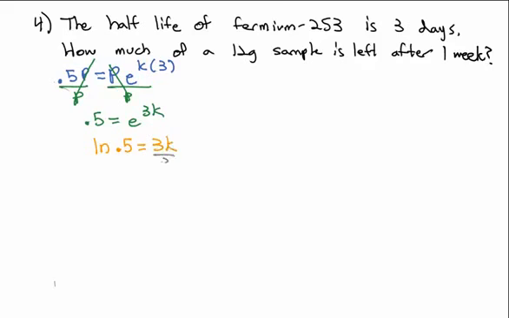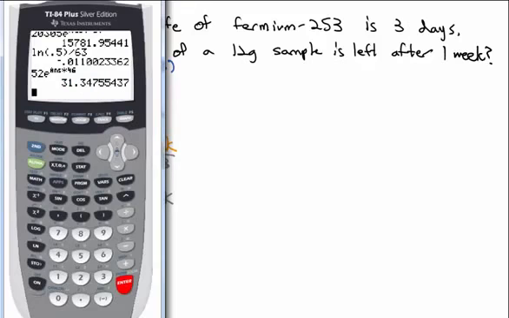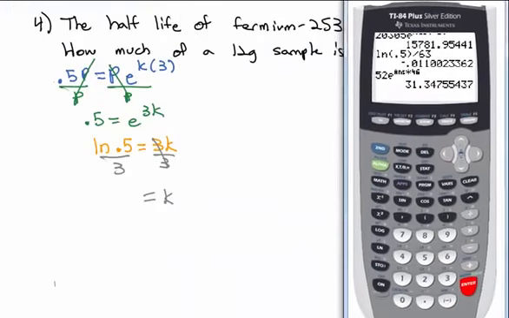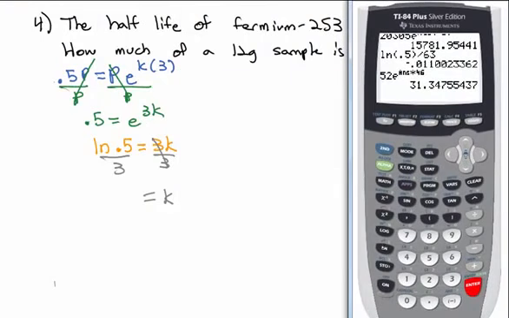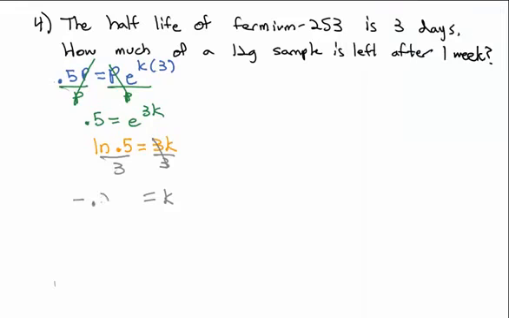And then get the k alone by dividing both sides by 3. On our calculator, we have the natural log of 0.5, close the parentheses, divided by 3 is negative 0.231. Negative 0.231. Decreasing 23% per day, really.